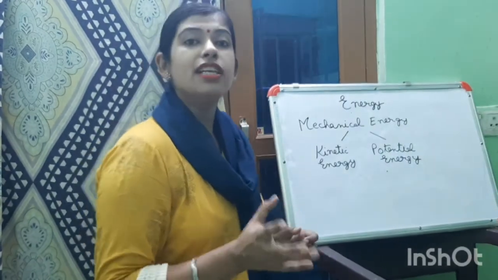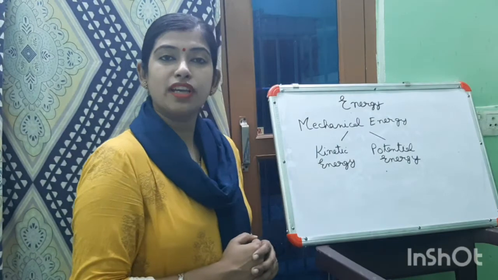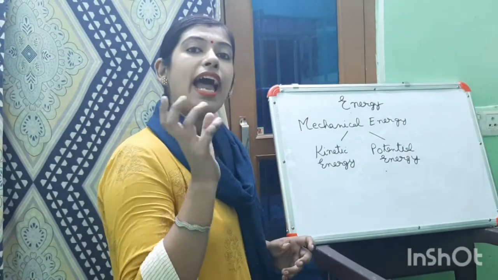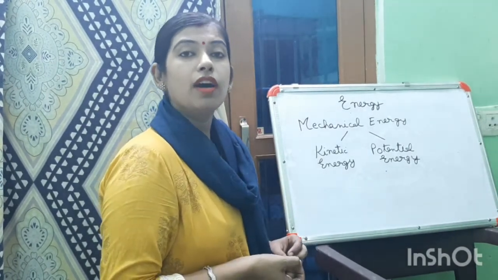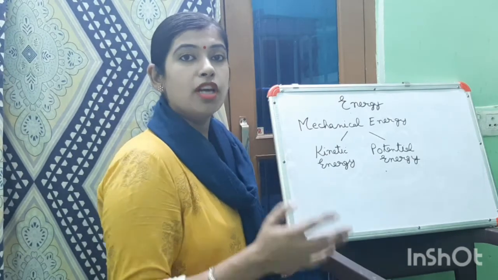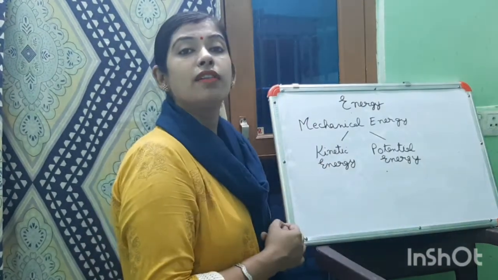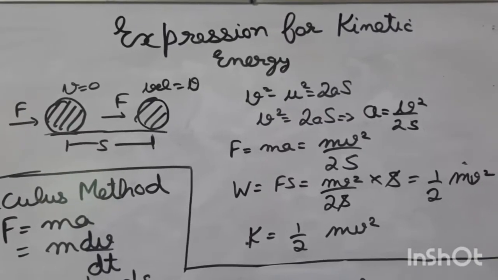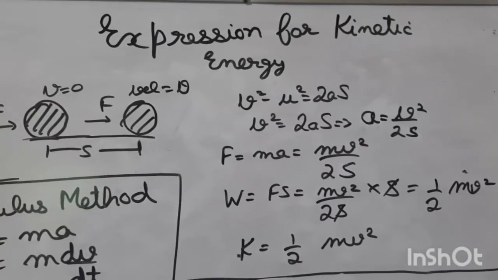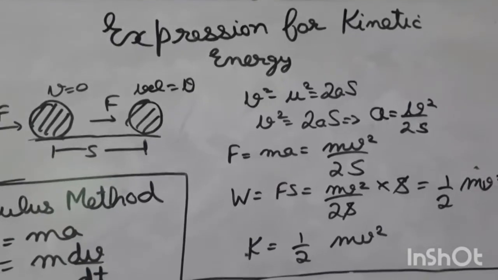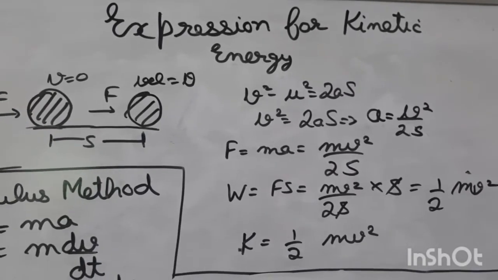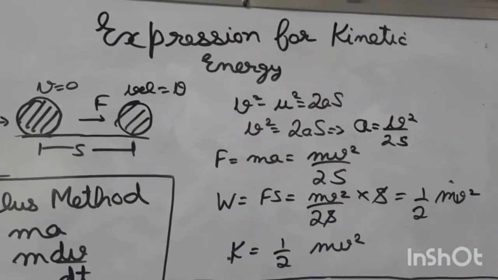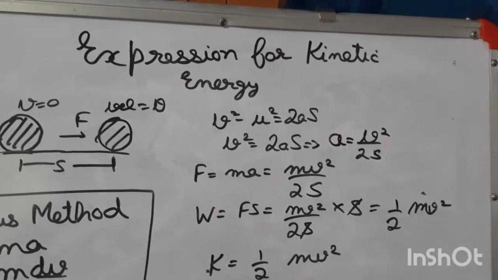Now after this we will first of all derive the expression for kinetic energy from simple terms and by calculus method, and then we will work on the work energy theorem. So now let's proceed on the derivation of the formula for the kinetic energy. First of all, we will find the expression for kinetic energy from the equations of motion. Then we will find the expression for kinetic energy by using the calculus method.